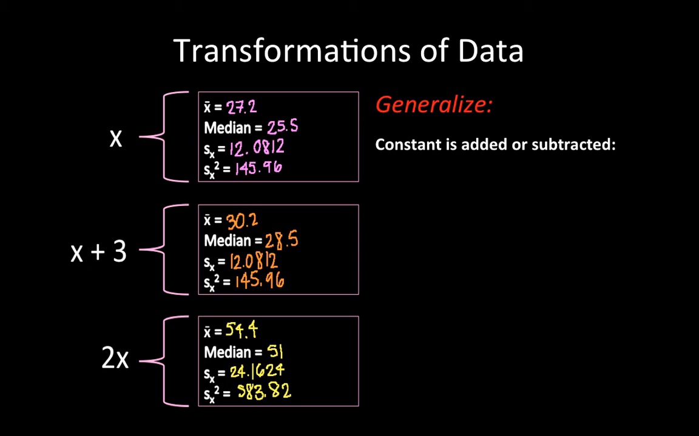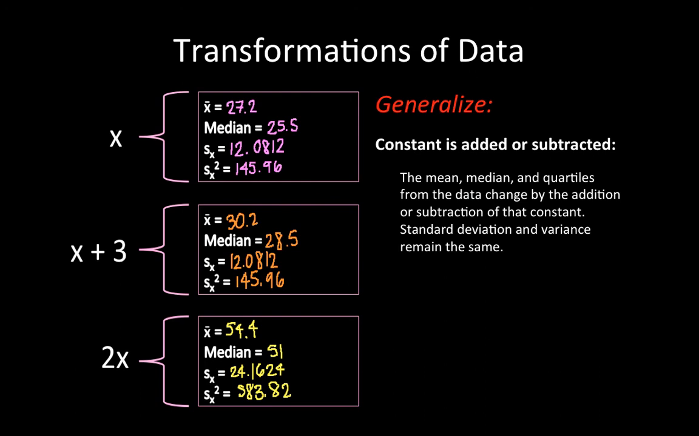And this makes sense because if you increase all the values in a data set by 3, then the distances between those specific values don't change. Only the values themselves do. So generalizing, we can say that when a constant is added or subtracted to a data set, the mean, median, and also quartiles of the data change, since the quartiles are related to the median. They change by the addition or subtraction of that specific constant, even though standard deviation and variance remain the same, as I already explained.